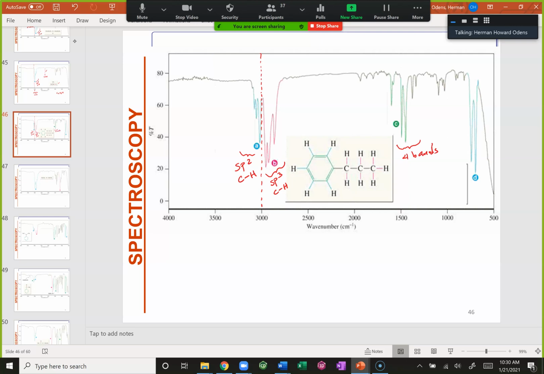that tells me it is a C double bond C stretching. And here, what is this one? My CH bend. Yeah, you got it, man.